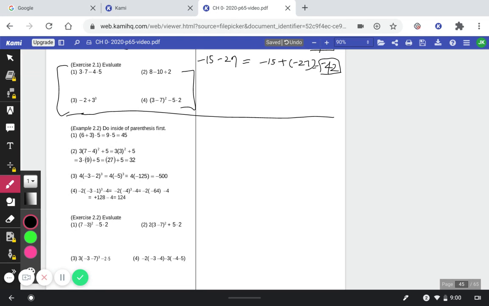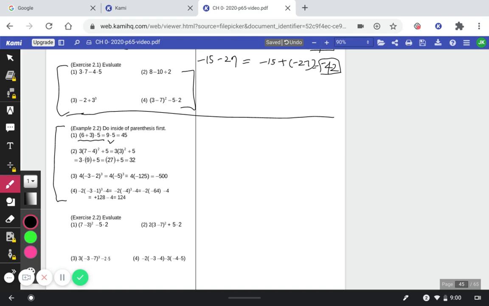Now, next example 2.2. These examples are about doing the inside of the parentheses first. So in number 1, we have the quantity of 6 plus 3 times 5. Due to the parentheses, you have to do inside the parentheses first. So 6 plus 3 is 9. Now you have 9 times 5, which is 45.